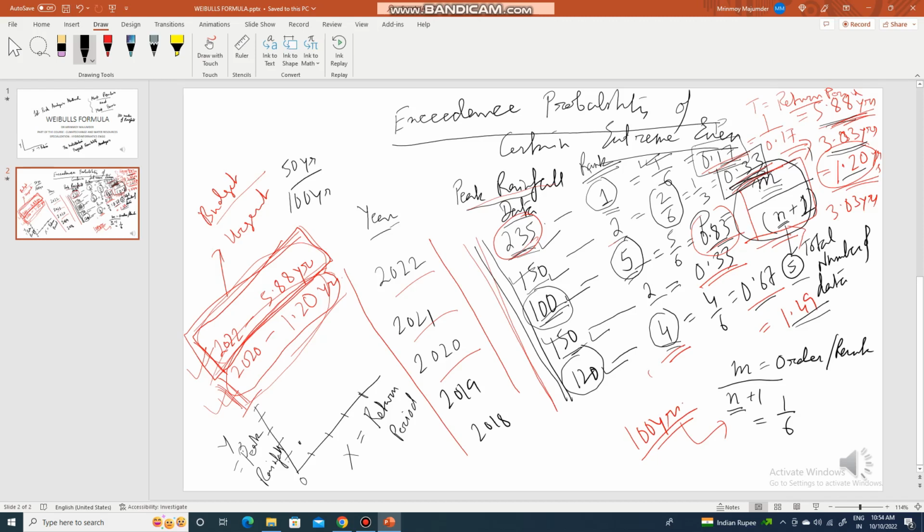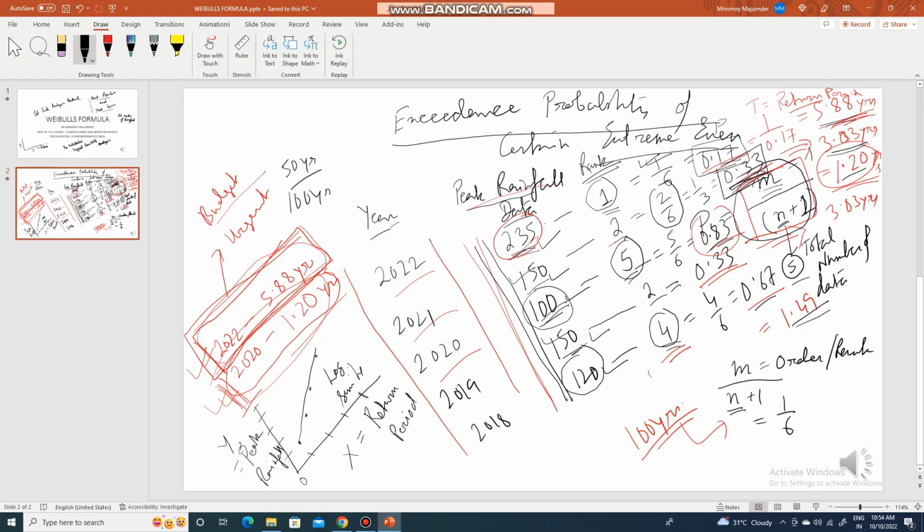So if you plot the positions accordingly, the return period will be like this. So a curve can be drawn something like this. Okay. So this will be a log paper or semi-log paper.